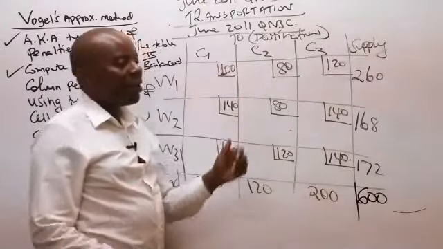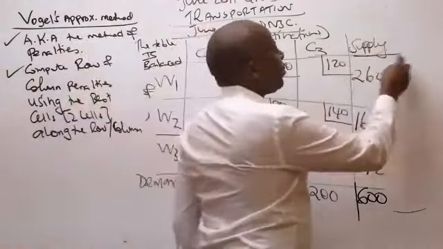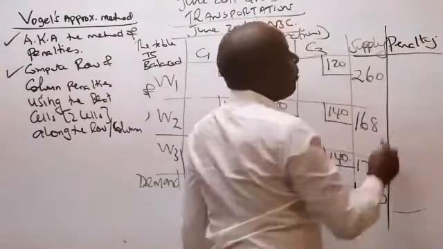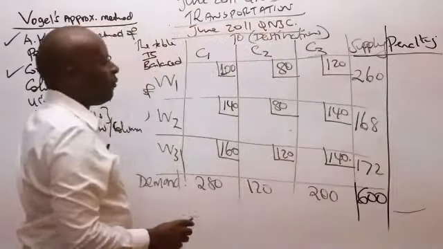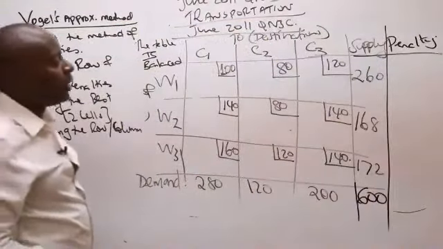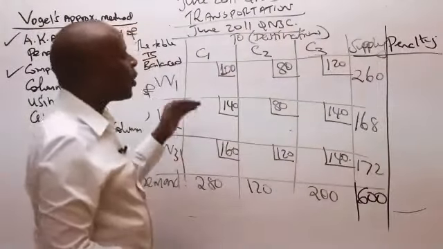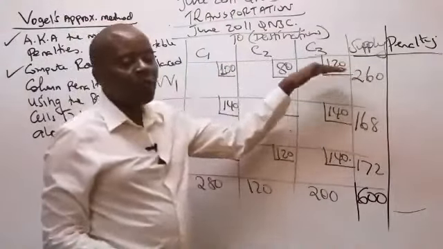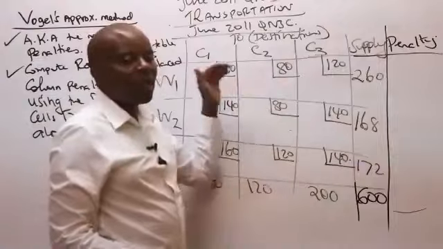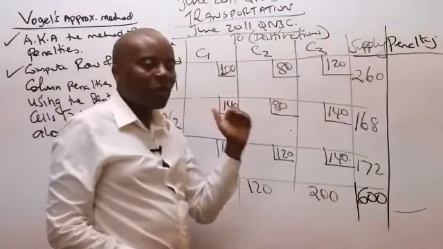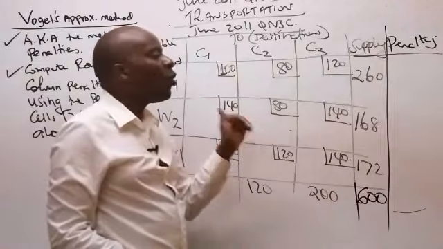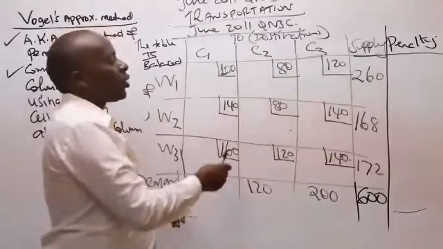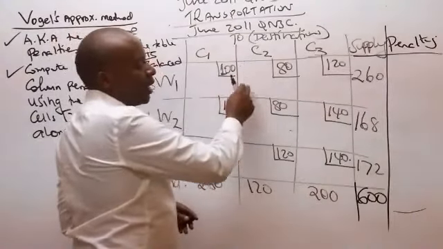On row number 1, I would want someone to come and give me the penalty for row number 1. So how do we get the penalty for row number 1? What we're going to do is to look for the best cell along this row. Which cell happens to be the very best? Remember, these are costs, so we always seek to minimize cost. We go for the lowest cost as the very best cell. Like now, this cell with 80 is the best cell.